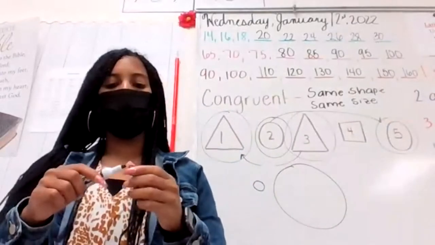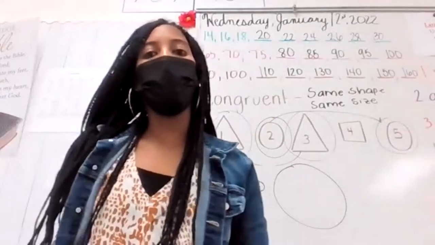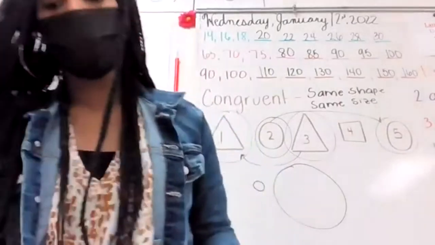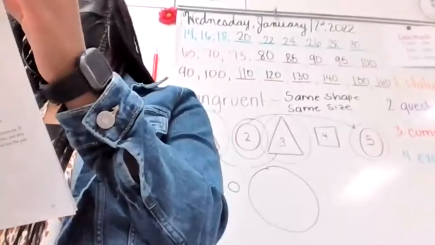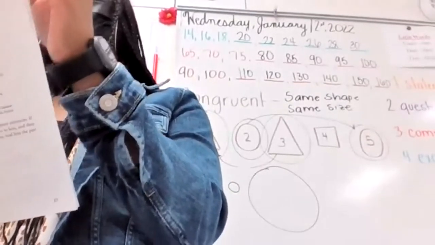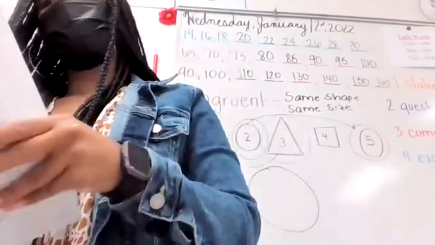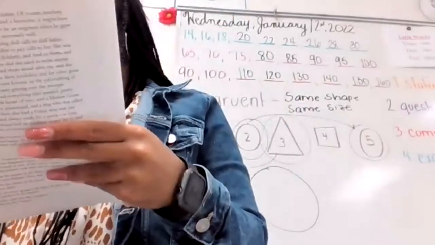So you will see that in your book where it will ask you about congruent. And congruent means that it's the same size and the same shape. Same size, same shape. That's what congruent means. Okay.